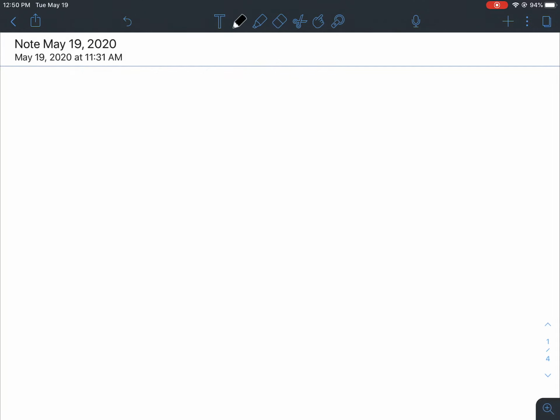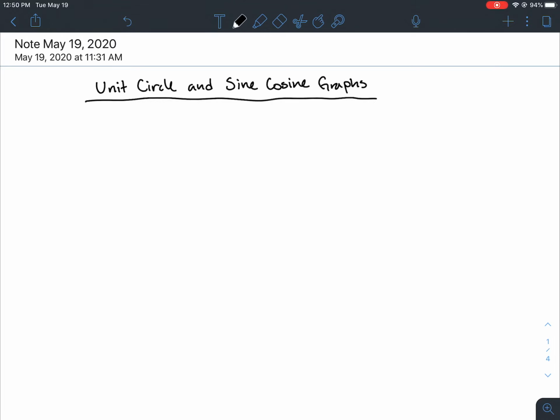Hello. Today we're going to be looking at the unit circle and the sine and cosine graphs to get a better understanding of these. So, if we look here, our unit circle is something that's very unique.